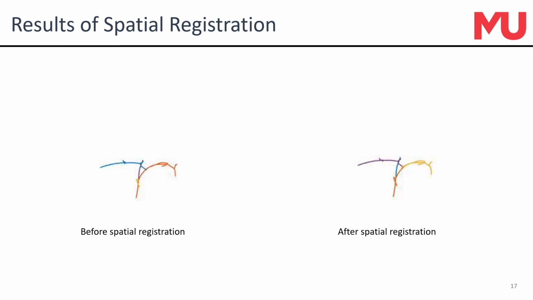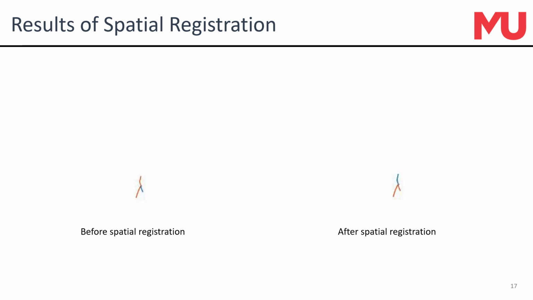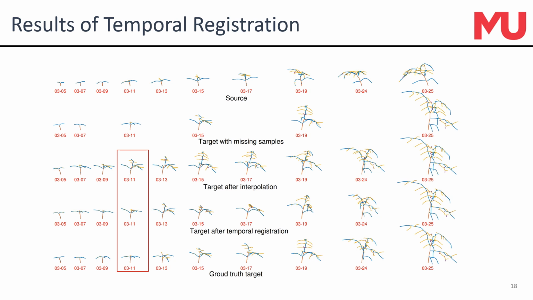These are the results of spatial registration. Here the correspondences are color coded, and we can see the branch colors are consistent after registration. This is the result of temporal registration, and we can see three trees in the red box. The middle one is closer to the ground truth after temporal registration than the top one before registration.